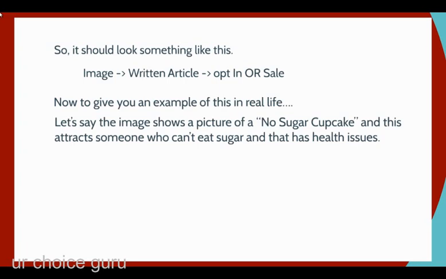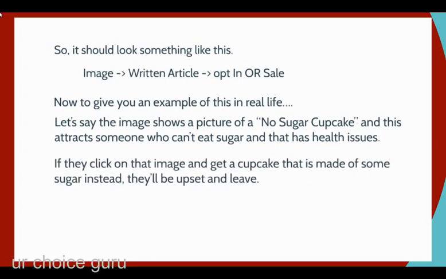You're going to have a good description to tell people what the image is all about. Now, if they click on that image and they get a cupcake made of sugar, brown sugar, sugar cane, even coconut sugar, they're going to be upset and leave. Or let's say you don't even have any text and it's a sugar cupcake, and somebody clicks on that and then they get sent to an article about a no sugar cupcake. They're going to get upset with that.